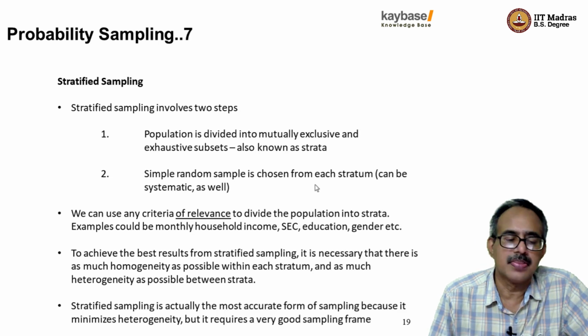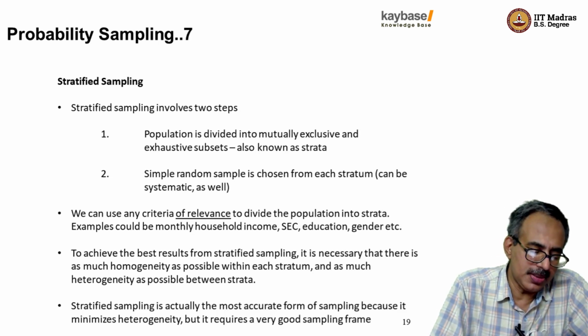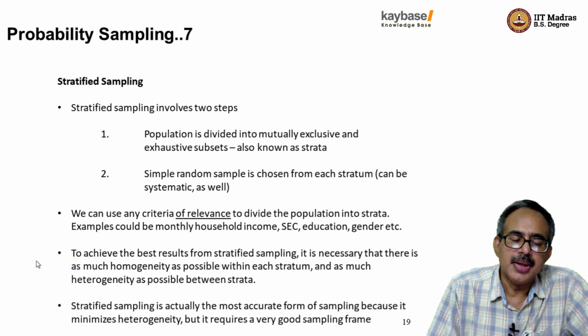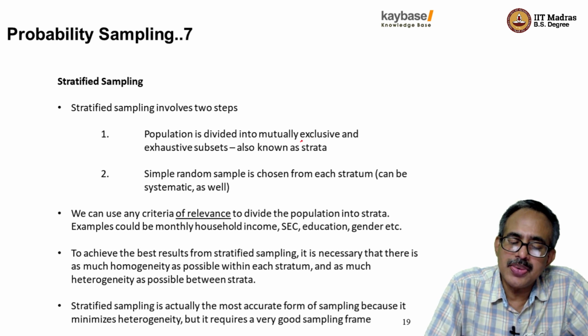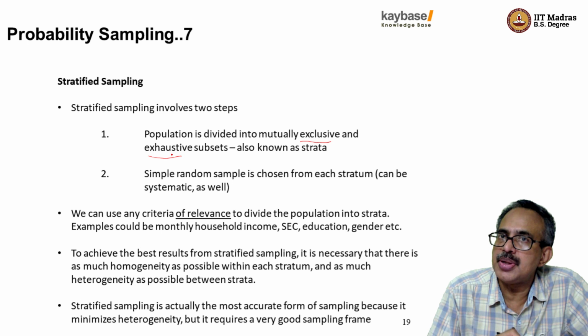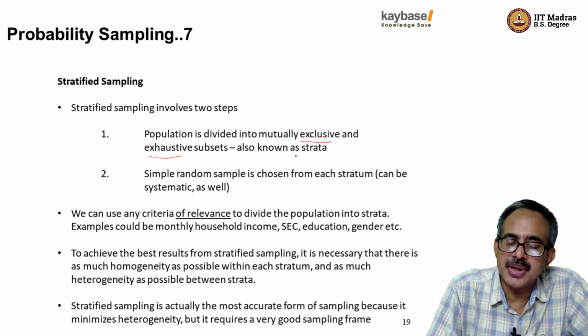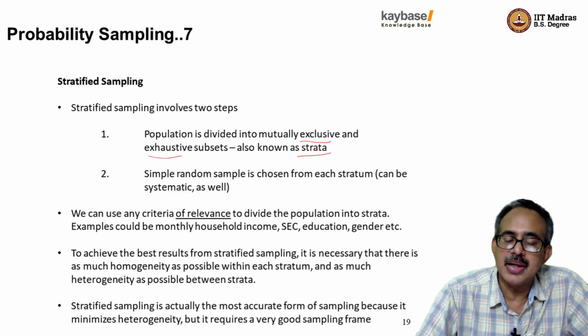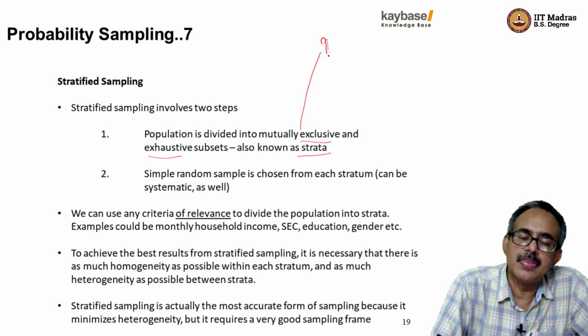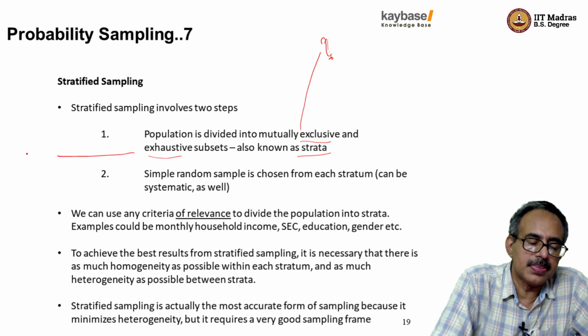Yes. Okay. Here we are with stratified sampling. Here, we divide the population into mutually exclusive and exhaustive subsets, which we call strata. Now, can you tell me what these two terms mean? Exclusive and exhaustive.